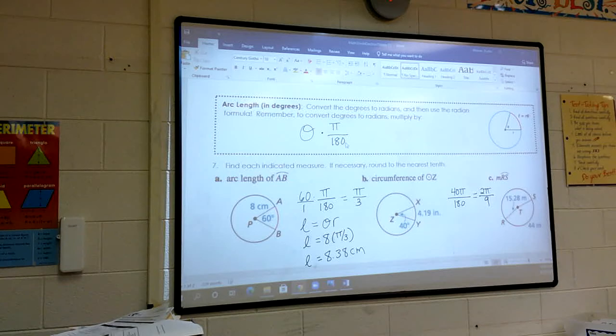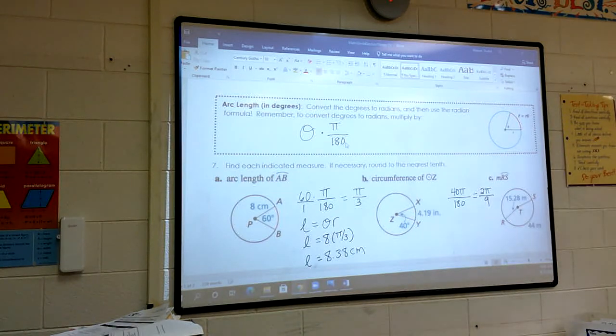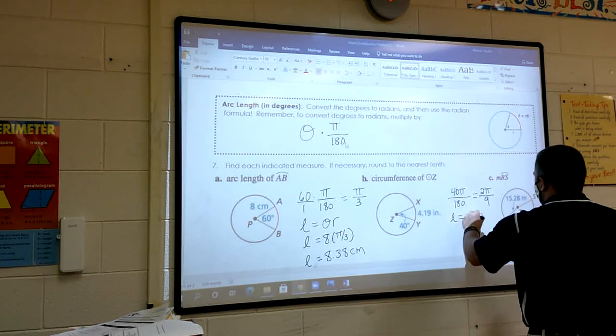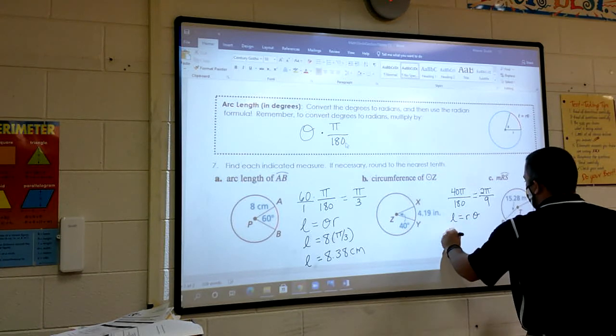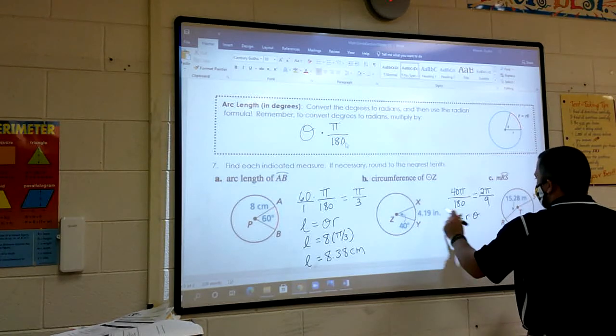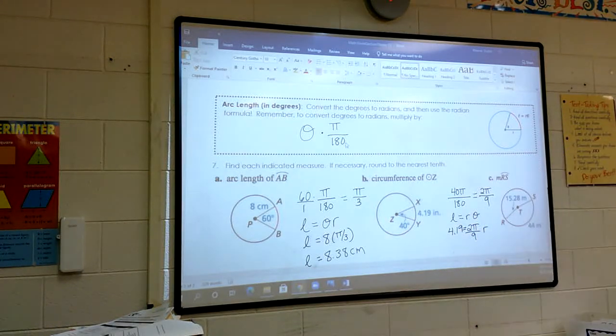And in this one, it's a little bit trickier. In this one, I have the arc length. I do not know the radius. Well, to find the circumference of the circle, I need to know the radius. So I'm going to use that in my formula. The arc length is equal to the radius times the angle. I know the arc length is 4.19, and I do not know the radius, but I do know the angle. So 4.19 equals 2 pi over 9 times the radius.